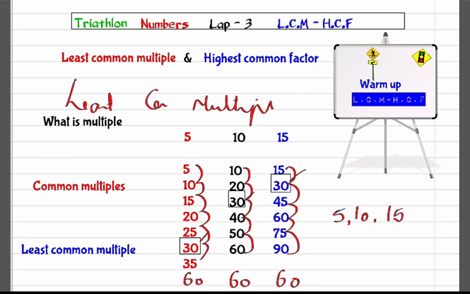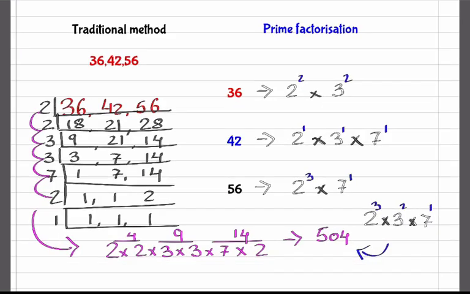Now if I ask you how to find this, not by doing it in this way. Start with the biggest number, which is 15, see the multiples of 15, and check if they are coming in the tables of 5 and 10. 15 ones are 15, not in the table of 10. 15 twos are 30, it comes in the table of 10, and in the table of 5 as well. So 30 is my LCM, least common multiple. That's how you can find LCM for simple numbers.